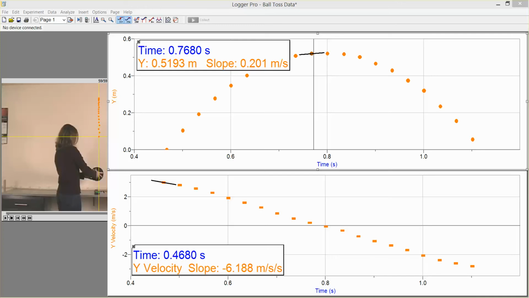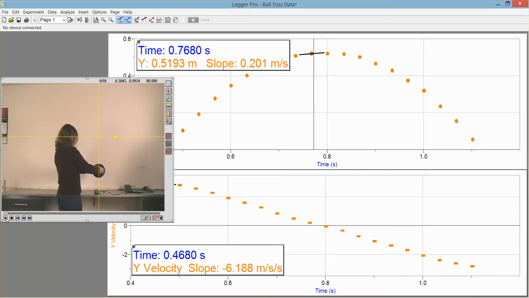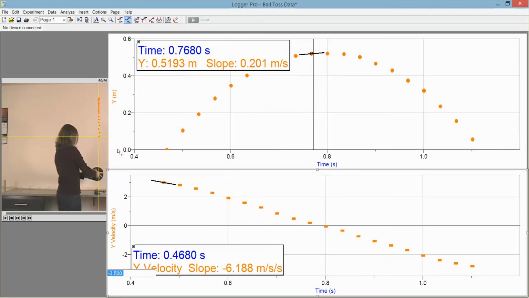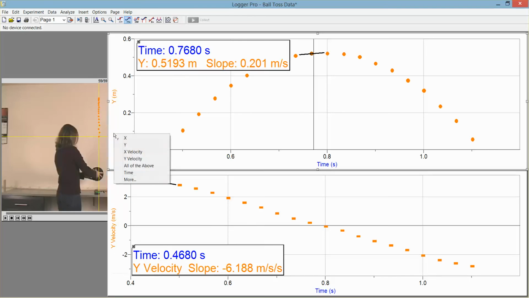So here I've analyzed the motion of a ball being tossed up, and LoggerPro has produced a position versus time graph and a velocity versus time graph. Let's look at what the position versus time graph says about this object that is in free fall.